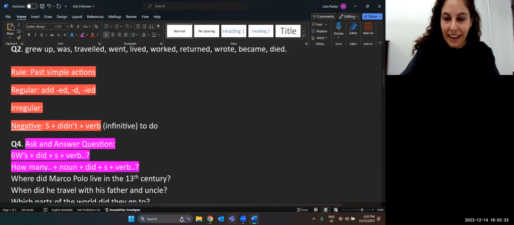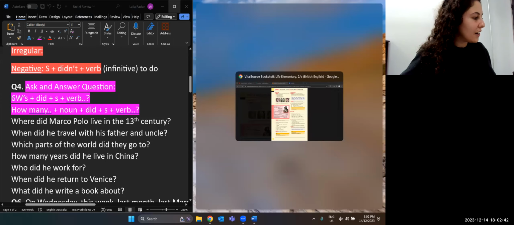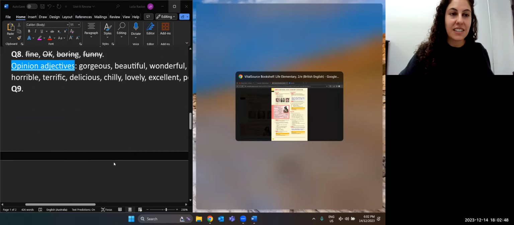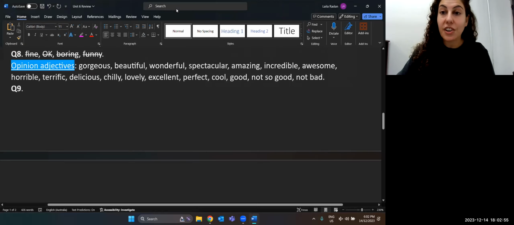So let's look at the next part. If you remember, we looked at opinion adjectives. Now, opinion adjectives, we use them with past sentences when we want to show how we feel.